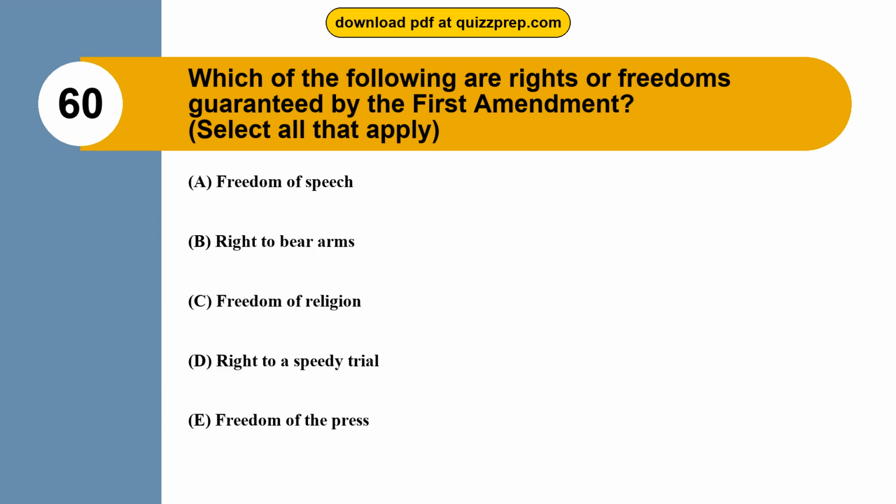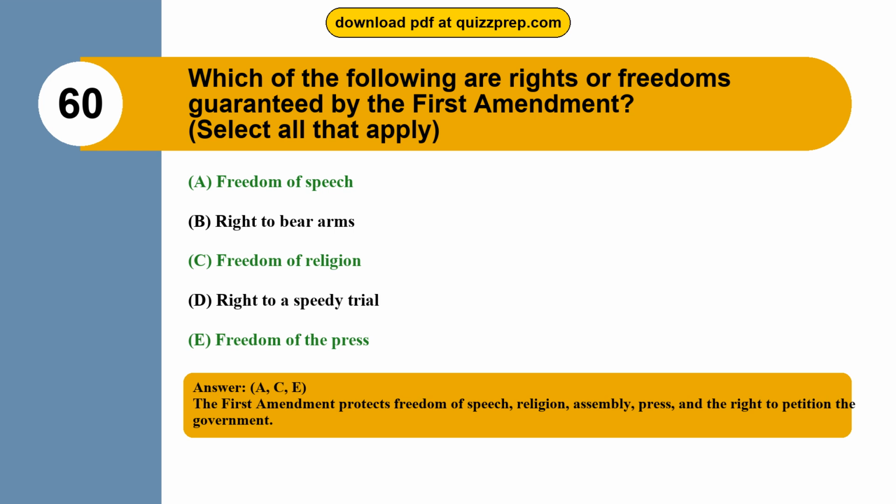Question 60. Which of the following are rights or freedoms guaranteed by the First Amendment? Option A, freedom of speech. Option B, right to bear arms. Option C, freedom of religion. Option D, right to a speedy trial. Option E, freedom of the press. The correct answers are options A and C and E: freedom of speech, freedom of religion, freedom of the press. The First Amendment protects freedom of speech, religion, assembly, press, and the right to petition the government.